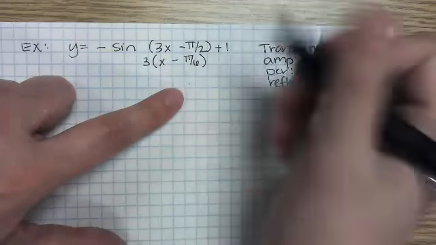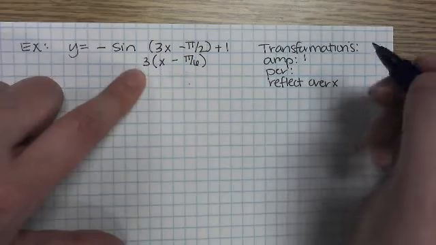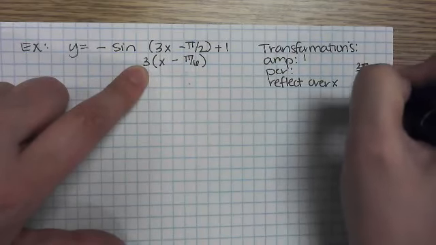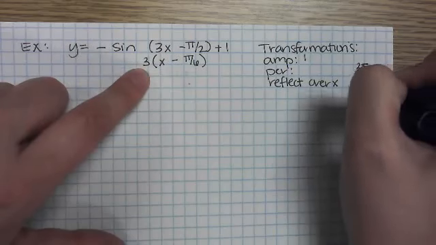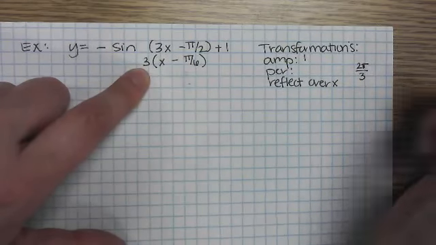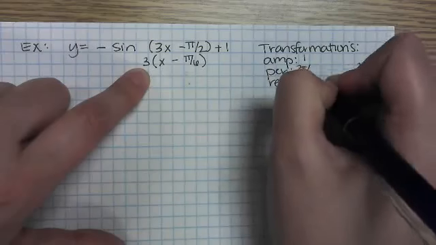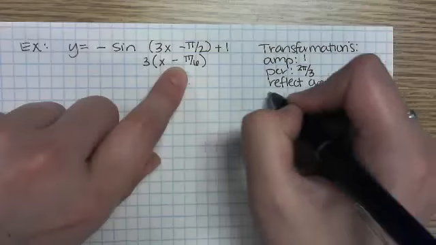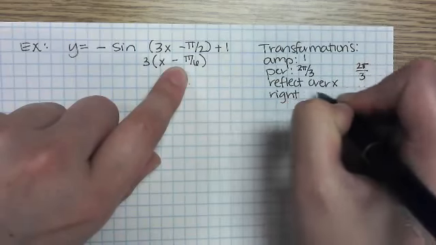So the period of the graph, off to the side, we're going to say 2 pi divided by b. In this case, b is 3. So that means the period of the graph is 2 pi thirds. And then we also know we're going right pi over 6, and we also know we're going up 1.